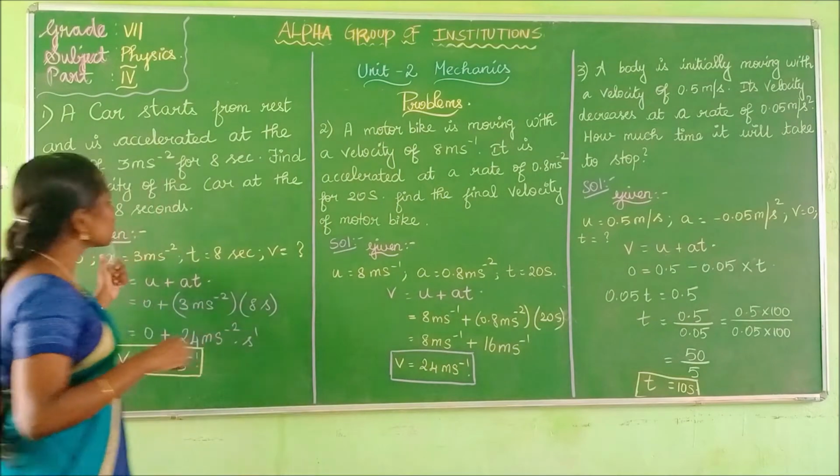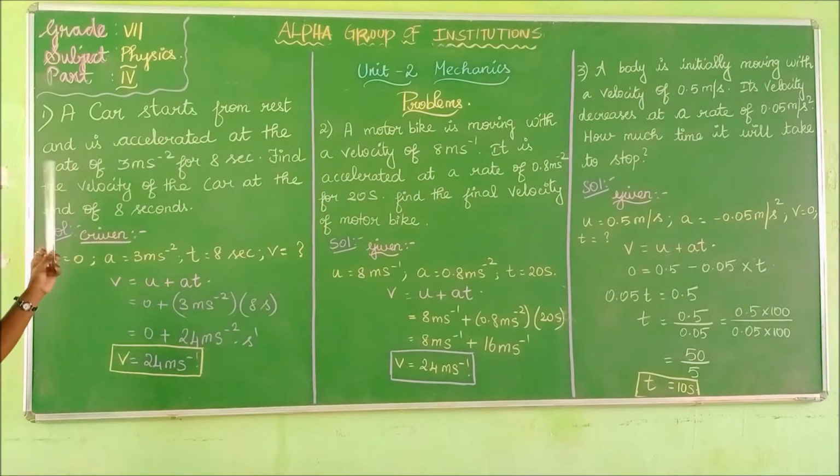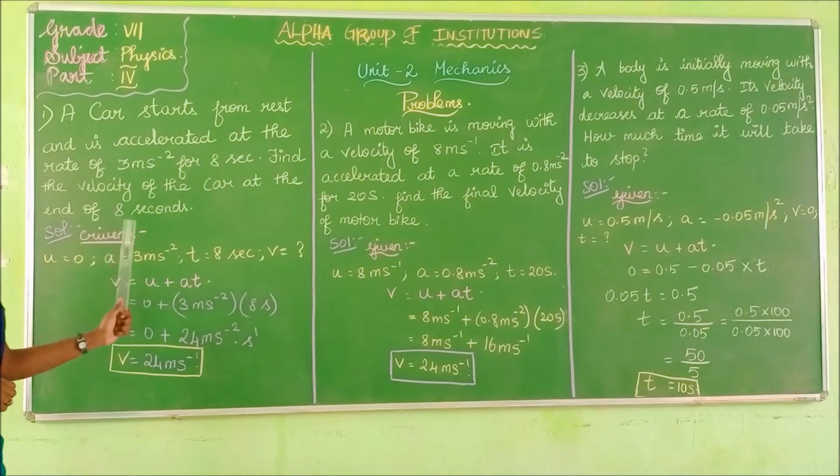Okay, yes. First, I'll read the question for the first problem. Listen carefully. A car starts from rest and is accelerated at the rate of 3 meters second power minus 2 for 8 seconds. Find the velocity of the car at the end of 8 seconds.